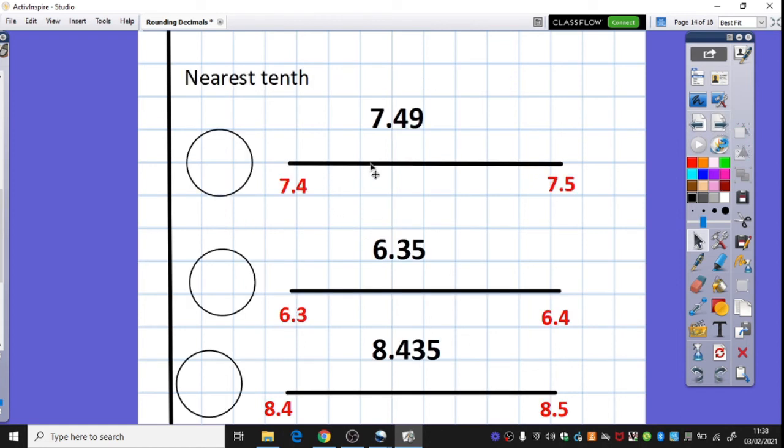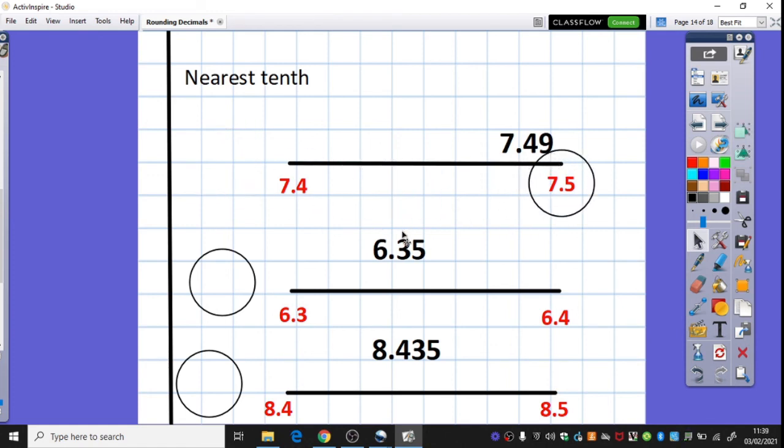Couple more then, 7.49. Obviously the tenth before is 4, 7.4, the tenth after is 5. Here we've got a 9, so if we think about halfway would be 7.45, we're on 9, we're probably right up the end here, very, very close to our 5/10. Our 50 hundredths if you like, we've got 49 hundredths, and so we are going to be rounding up for that one.